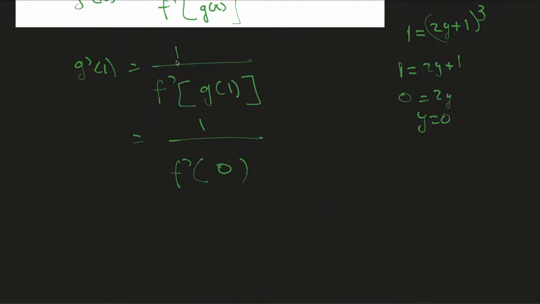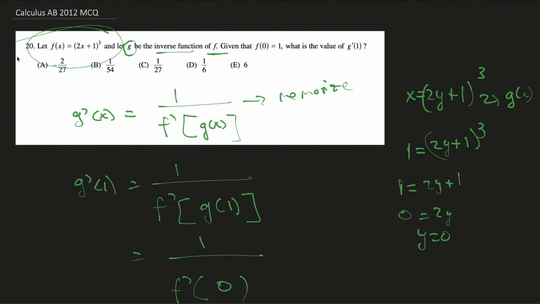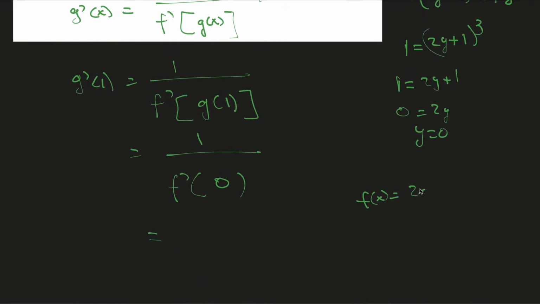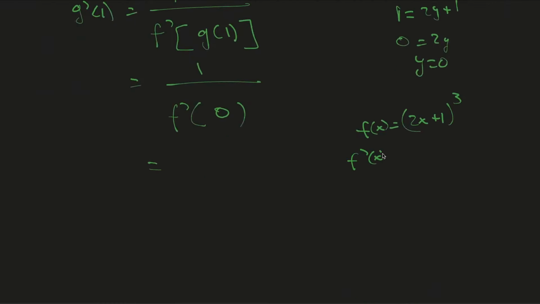Then we just say, what is f prime of 0? We're going to have to differentiate this. So f of x is equal to (2x plus 1) cubed. Taking f prime of x, this is just chain rule and power rule. 3 comes down, you have (2x plus 1) squared, multiplied by the derivative of the inside, which is 2. You get 6 times (2x plus 1) squared. Then you just plug in a 0 into this.